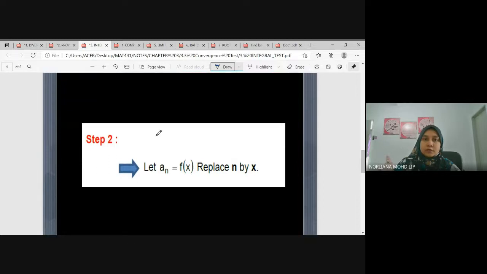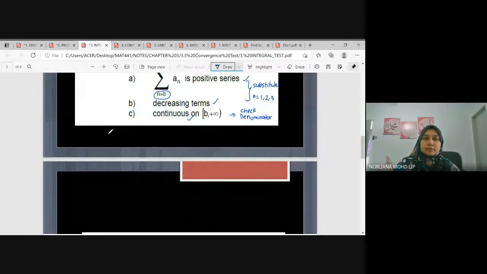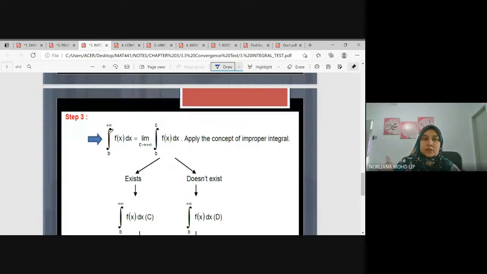Okay, step 2. Replace AN with fx, with term fx. Kalau saya buat ni tukar, saya buat dulu fx ni pun boleh. Step 2 dulu and then baru step yang pertama tadi pun boleh tukar. And step 3, you have to apply the limit of this integral fx from B to C, where C approach infinity. We have to apply the concept of improper integrals.